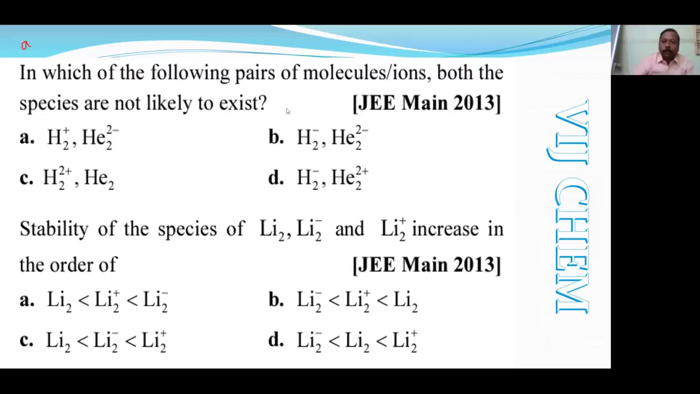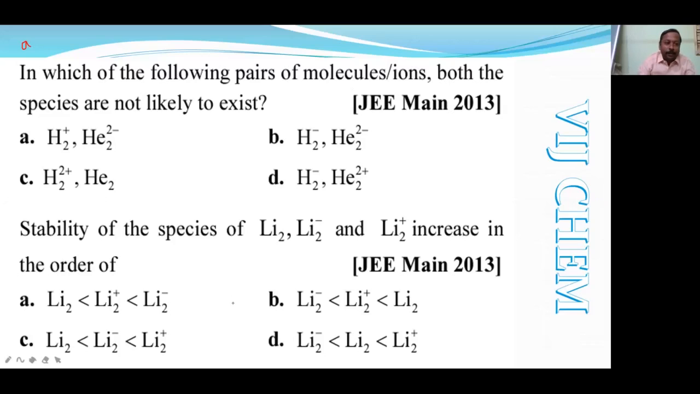Okay, next question is: which one of the following pairs of molecules or ions, both species are not likely to exist? Not likely to exist means you should take the bond order. Okay, you should take the bond order, then you will identify. Okay, this question is based upon the bond order. If bond order is 0, that means it does not exist.